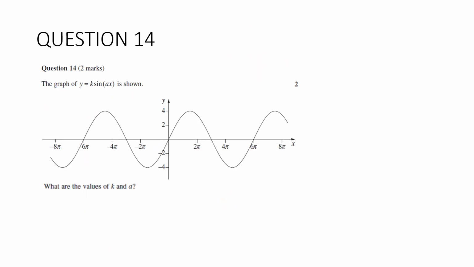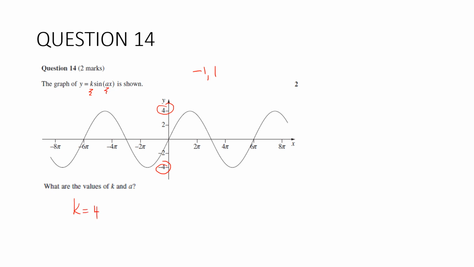Question 14. The graph of y equals k sine of ax is shown. What are the values of k and a? So let's start here because it's nice and easy. That, of course, is a vertical dilation. Now, sine normally goes between -1 and +1, but here it's going between 4 and -4, and so it's been stretched out, scale factor 4, k is equal to 4.